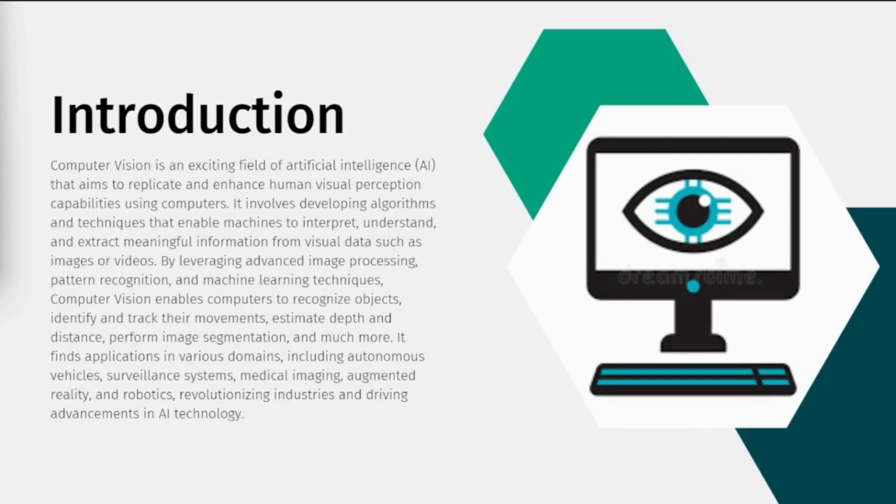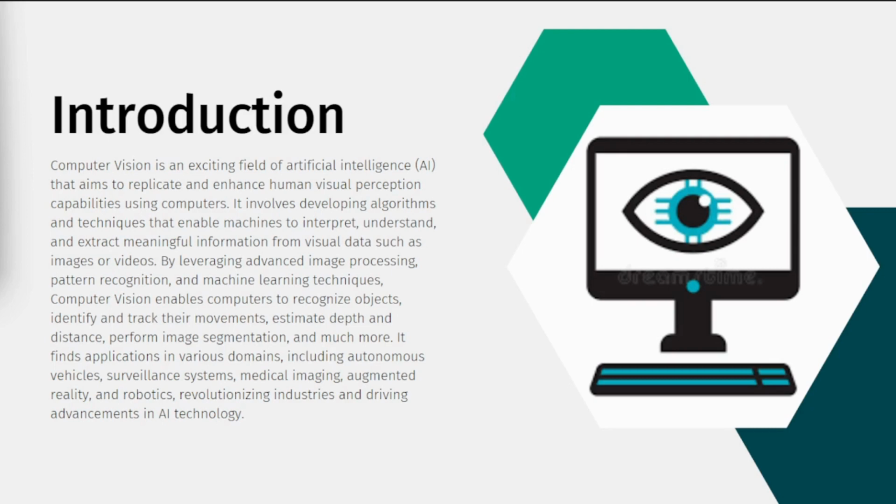So, an introduction to OpenCV. Computer vision is an exciting field of artificial intelligence that aims to replicate and enhance human visual perception capabilities using computers. It involves developing algorithms and techniques that enable machines to interpret, understand, and extract meaningful information from visual data such as images or videos.